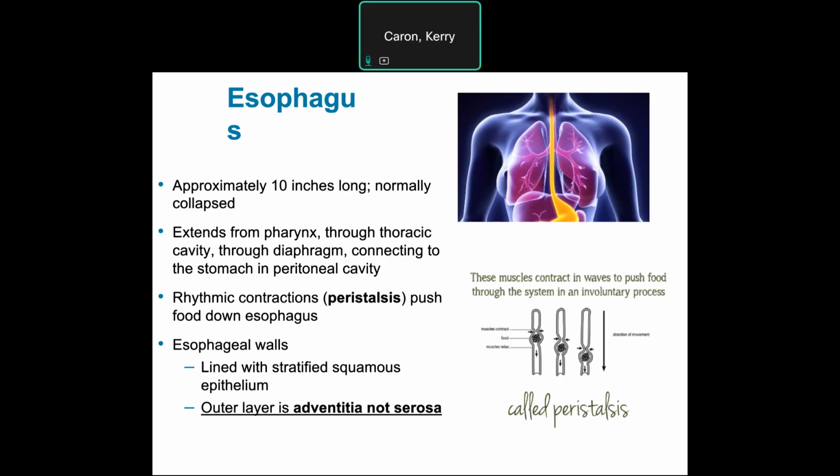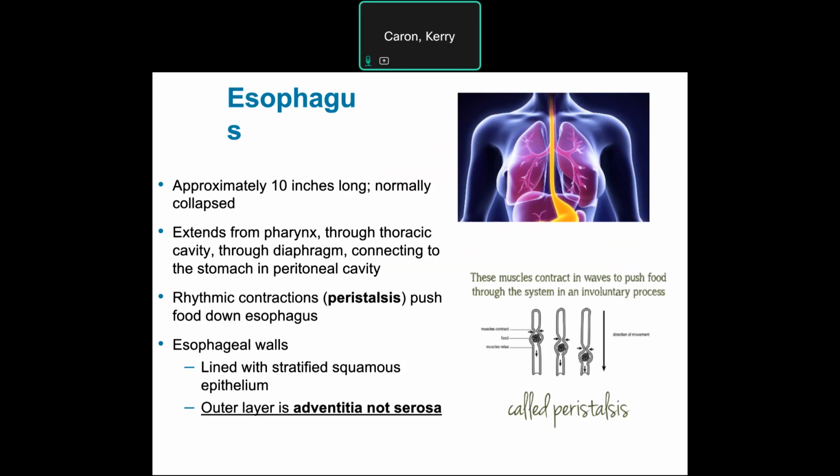Rhythmic contractions. So this picture is nice. It's kind of like squeezing Play-Doh through some kind of flexible membrane. Rhythmic contractions called peristalsis push food down the esophagus.